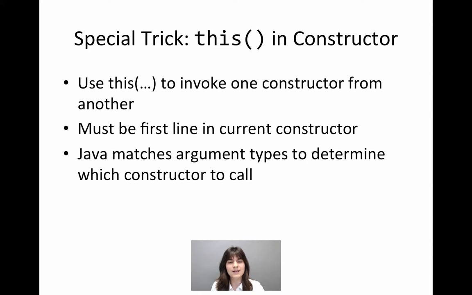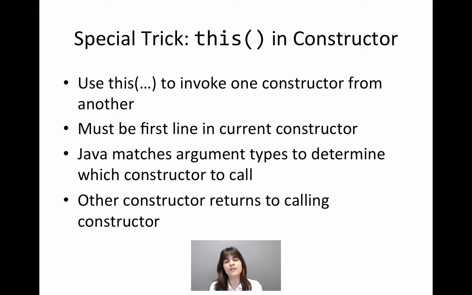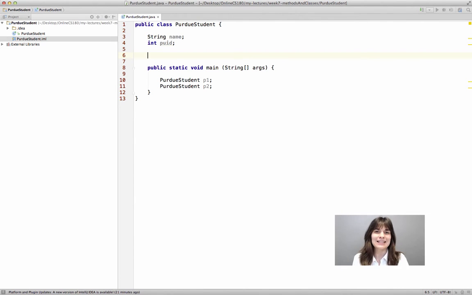current constructor. What will happen is that if the class has, say, 3 constructors, Java will match the argument type that we will put inside the parentheses of this and will call the constructor that is matching the argument type. Now the other constructor will return again to the calling constructor once it is done with its job. Let's see an example of how we can call one constructor from another within the same class and why we might want to do that.